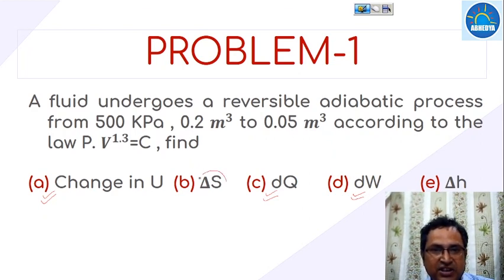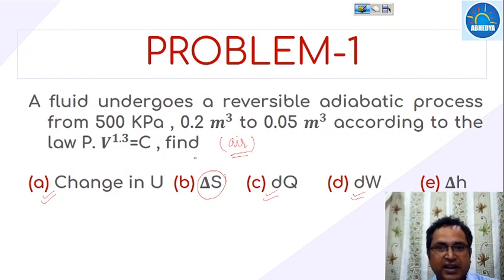So all of these, that is change in internal energy, the work done, and then delta H, we can easily find out. But the new one is the entropy, because all other things we have already calculated in the first law of thermodynamics. Since the law is given that PV raised to the power 1.3 is equal to constant, and this is a fluid, let us assume that the fluid is air.